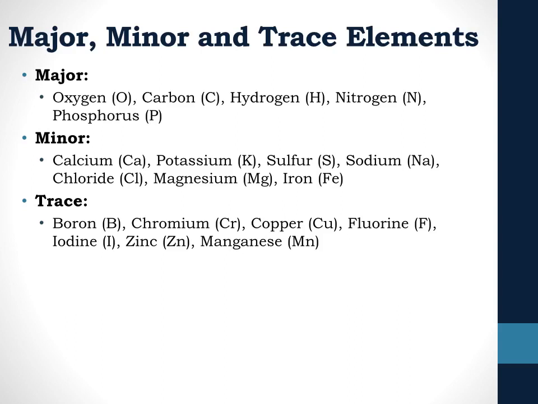The minor ones include things like calcium, Ca, potassium, K, sulfur, S, sodium, Na, chloride, Cl, magnesium, Mg, iron, Fe. Without going into all the derivations of stuff, these elemental symbols are based off of the Latin and Greek root terms for the English phrases. So like iron is ferric, Fe.